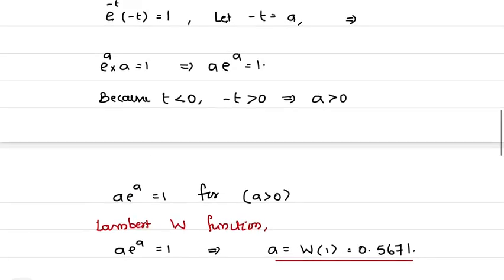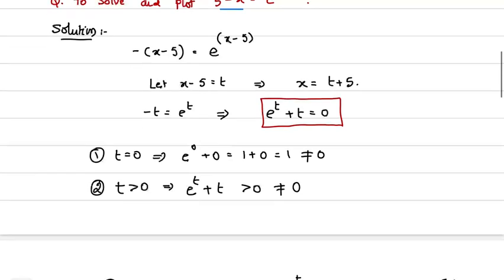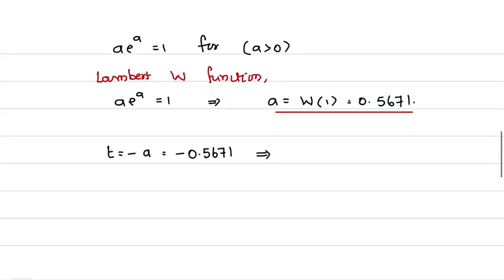But we wanted to find out x. X is equal to t plus 5. That is the solution we require. X is equal to t plus 5, that is equal to minus 0.5671 plus 5.